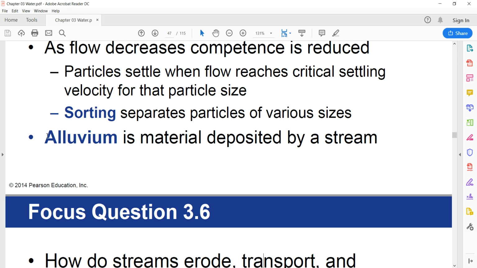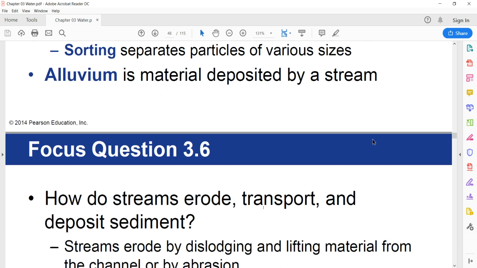Alluvium is the sediment which is produced by the river system, carried by the river system, and deposited by the river system. Those are called alluvium. Alluvium is material deposited by a stream. So please remember that term, alluvium. That is what is going to make two different types of stream bed: one is a bedrock bed, another one is a new alluvium bed.